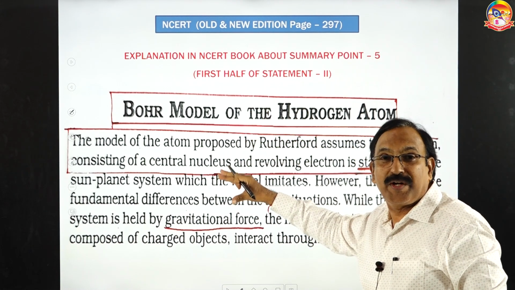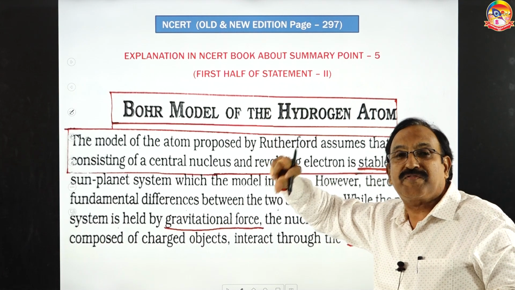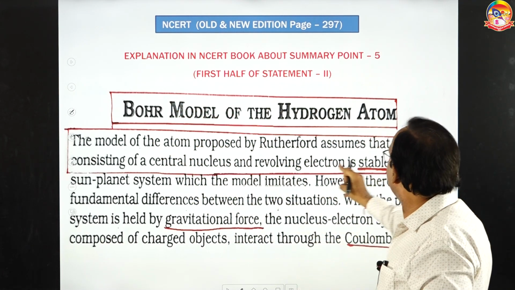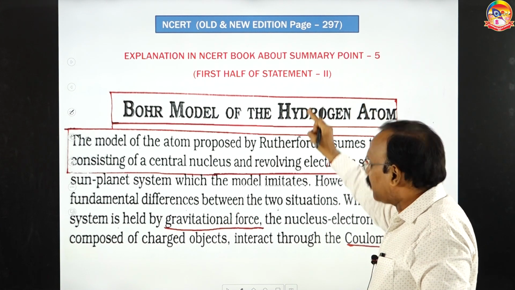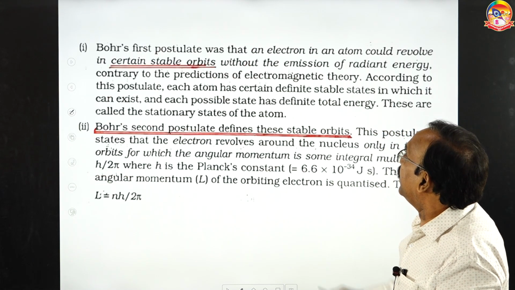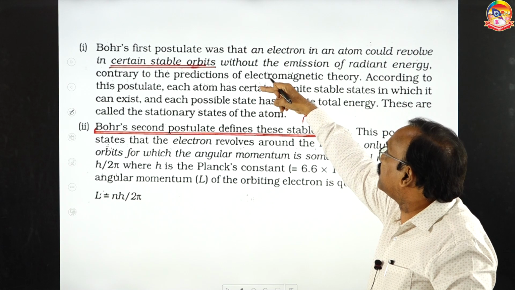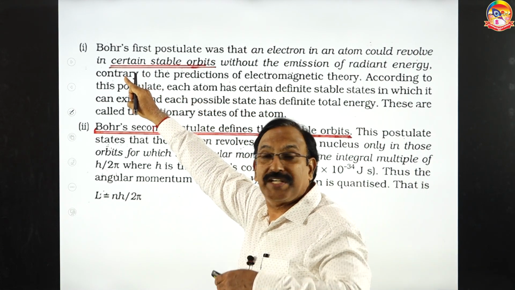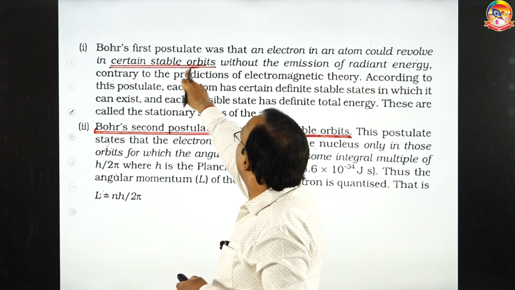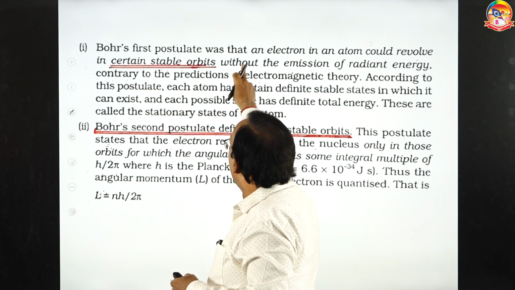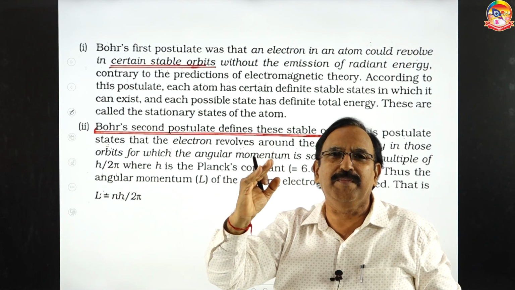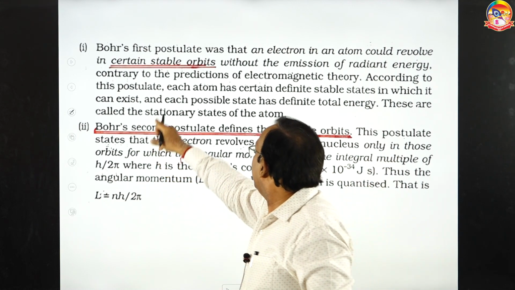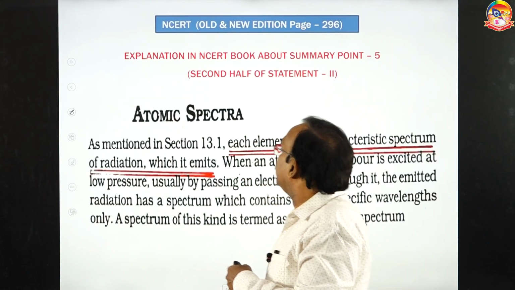According to the Bohr's model, and in all 5 summary points from which they have picked up a question, the Bohr's model is stable and the Rutherford model is unstable. Even in the next set of statements, in the Bohr's postulates on which the question is based, Bohr's model talks about stable orbits. When the electron orbits are stable, only then is the atom stable.